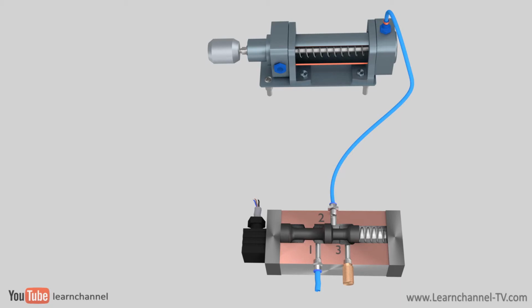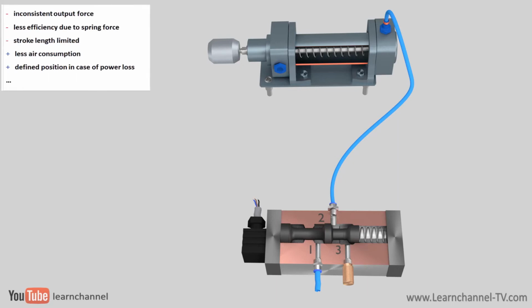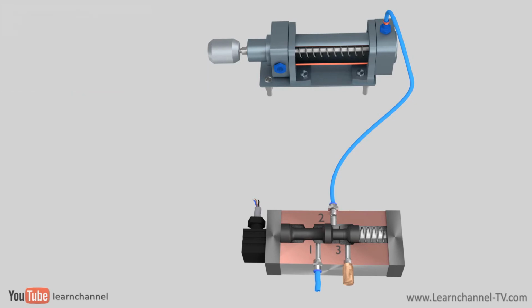Besides this, the air consumption is about half of a double-acting cylinder of the same size. However, this inbuilt spring leads also to an inconsistent output force through the full stroke and less efficiency due to the opposing spring force. In addition, the stroke is limited by the spring length. In general, single-acting cylinders offer a relatively short stroke compared to the double-acting cylinders.